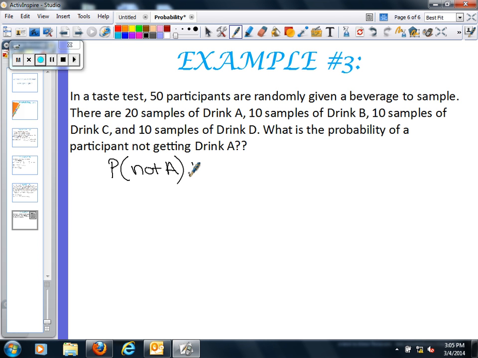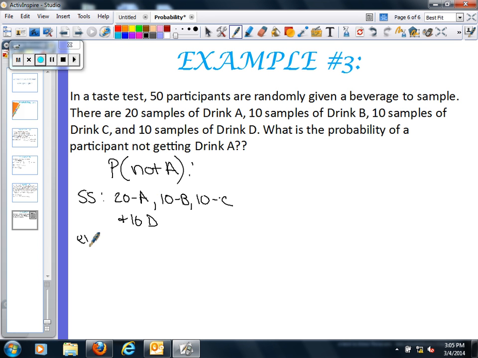All right, so my sample space then, I'm going to abbreviate some of this, is going to be 20A, 10B, 10C, and 10D. Okay, so this would be like writing drink A 20 times, drink B 10 times, drink C 10 times, drink D 10 times.